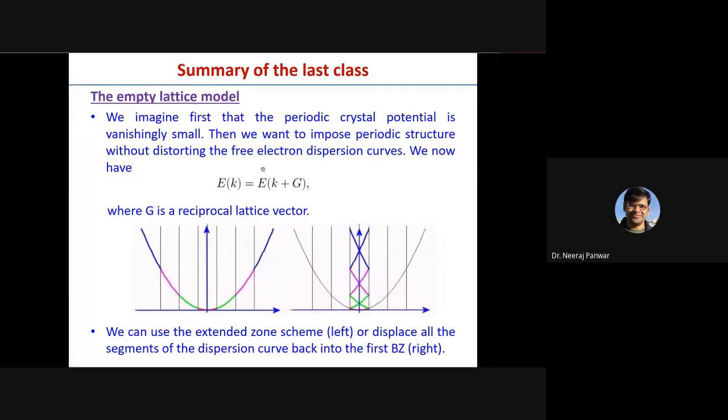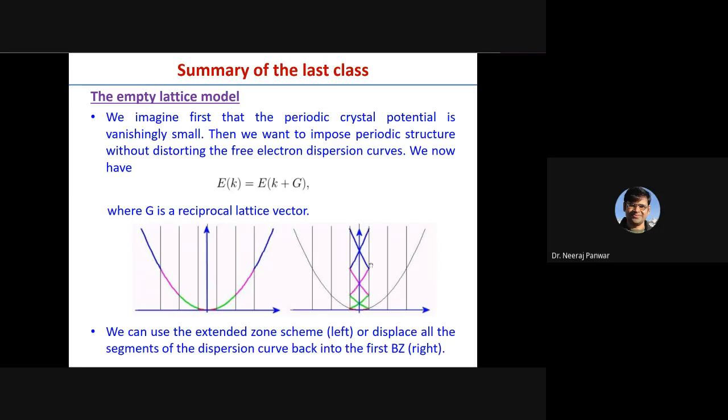So what we can do is that if we consider any energy point at a particular wave vector k, that can be translated to the first Brillouin zone with the help of the reciprocal lattice vector G, where G is an integral multiple of 2π over a. So you can see that in the empty lattice model, the various portions of different Brillouin zones can be translated to the first Brillouin zone.